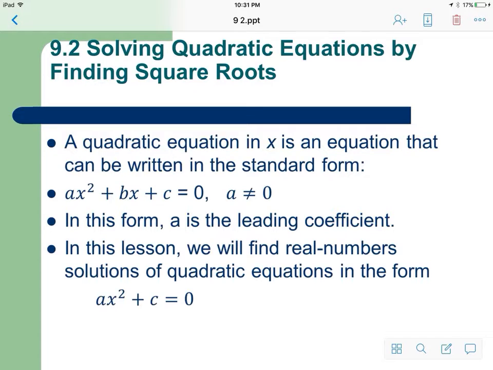Today's lesson now, you can begin writing these notes down, and at any time you can stop the video if you need some extra time before I move on. But in this lesson we're going to solve quadratic equations by finding square roots. Just a couple of things about quadratic equations.